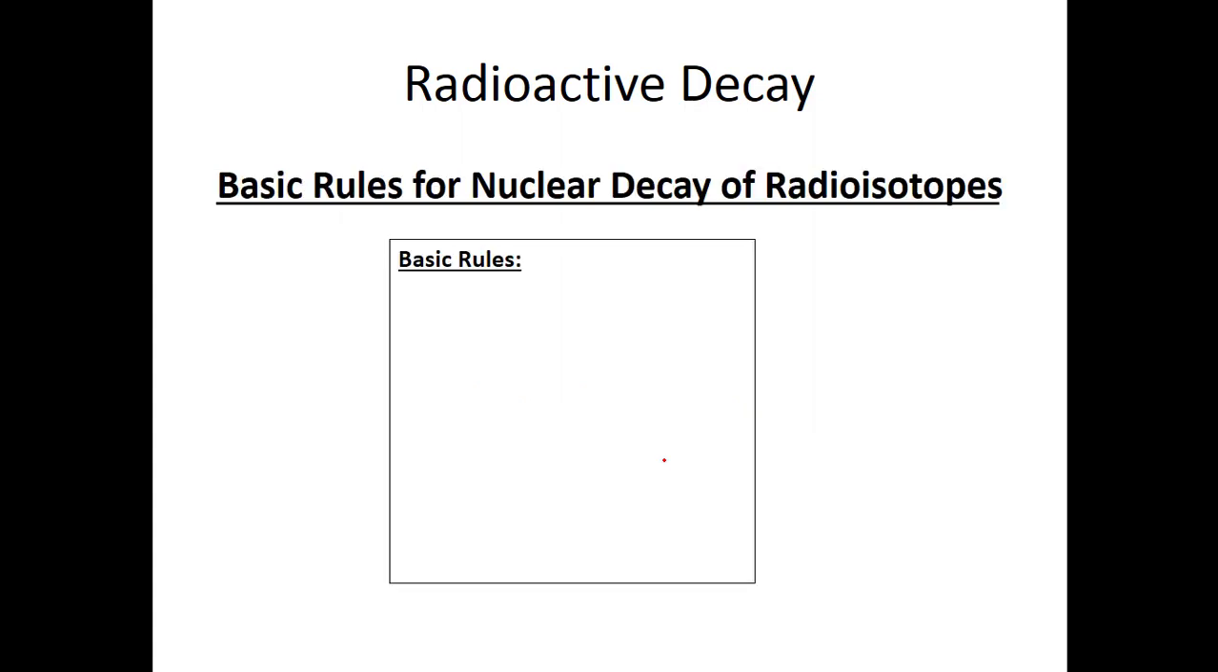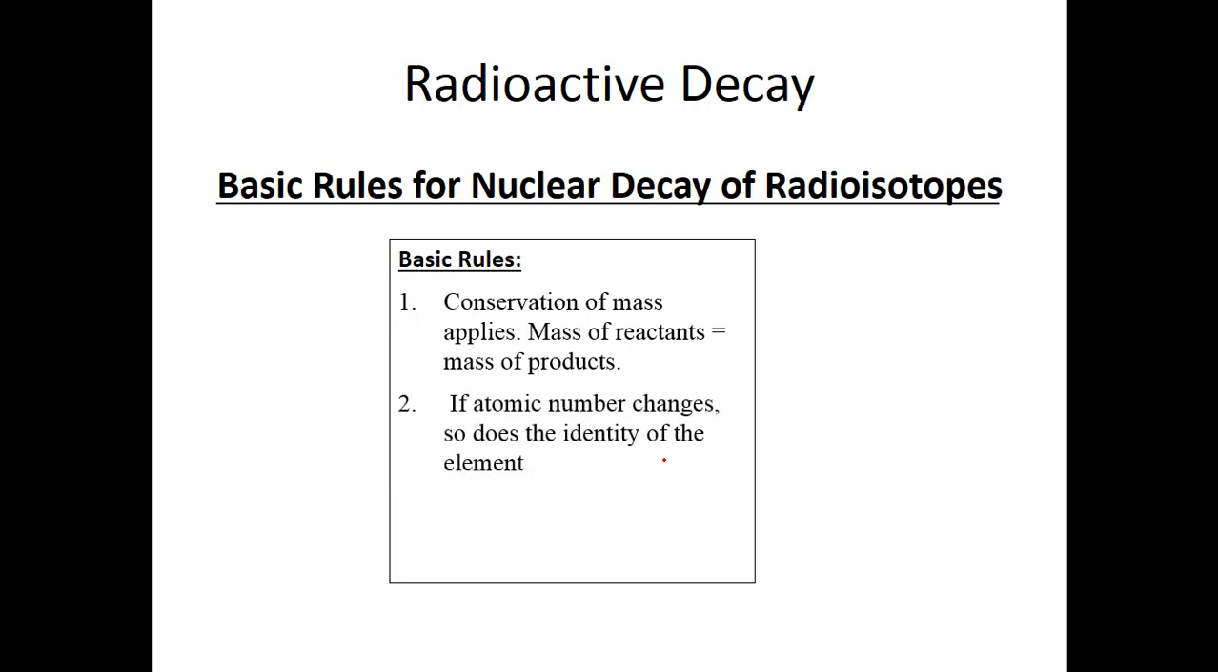Basic rules dealing with radioactive decay: conservation of mass applies. Mass of the reactants must equal the mass of the products. And that's why we separate the mass from the atomic number. The other part is if the atomic number changes, so does the identity of the element. Remember that atomic number goes to a specific identity. On the periodic table, each atomic number has a specific symbol. That symbol always is associated with that atomic number. So if the atomic number changes, so does your symbol.